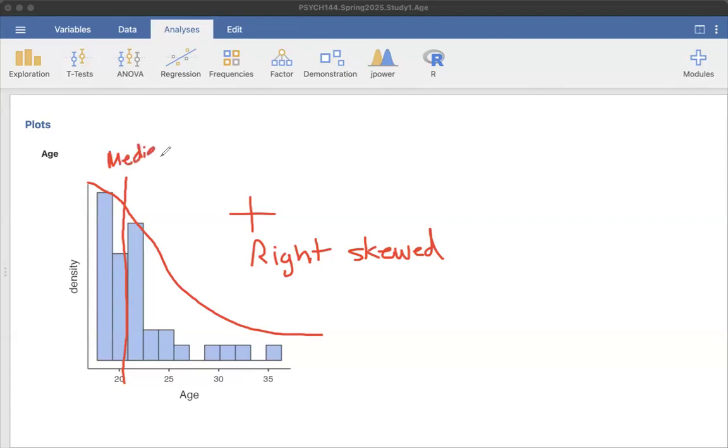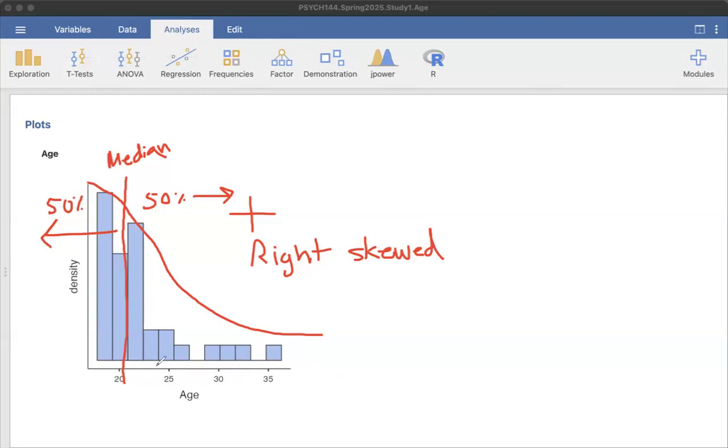And so what that means is that about 50% of responses fall below that number, and then 50% fall above that number. And you can see that the lower 50% has a lot less variability. It's a lot less spread out. Whereas this upper 50%, there's a much bigger range here. It covers a much bigger number of ages.